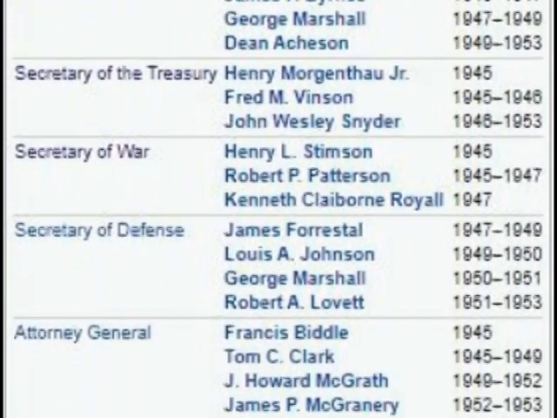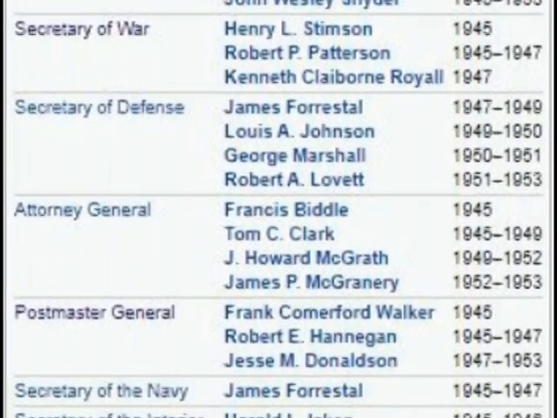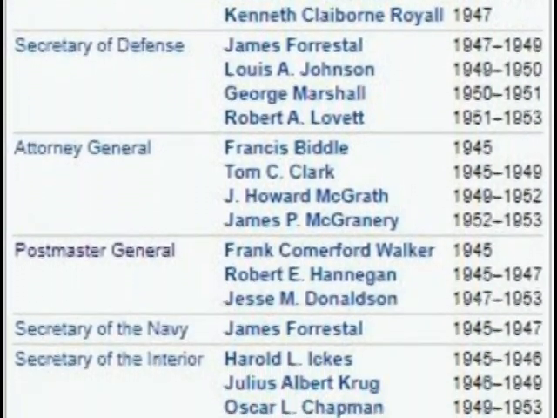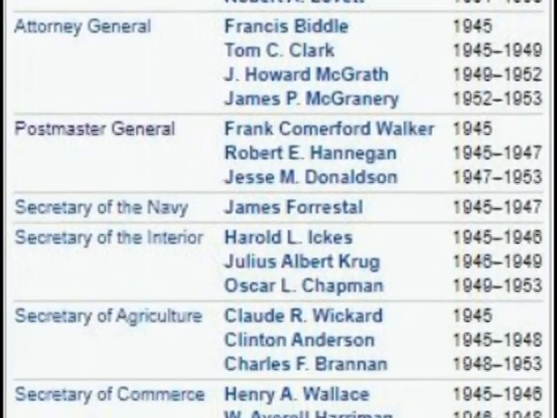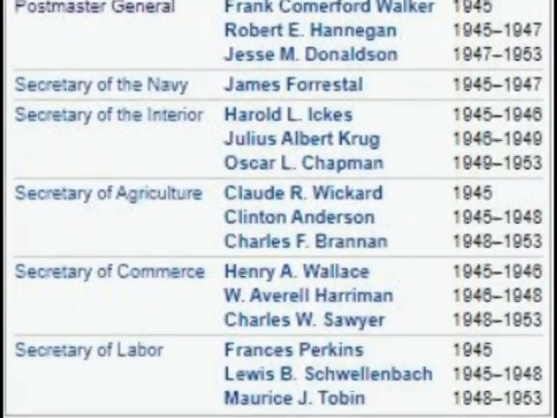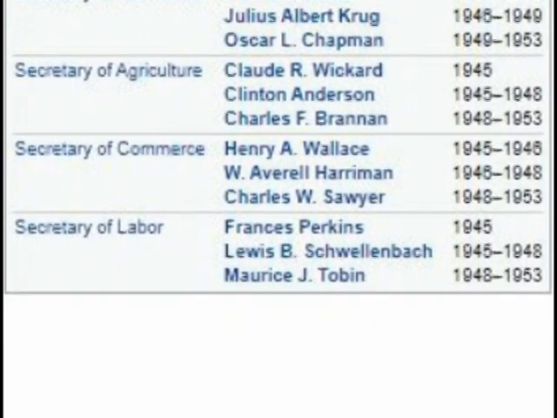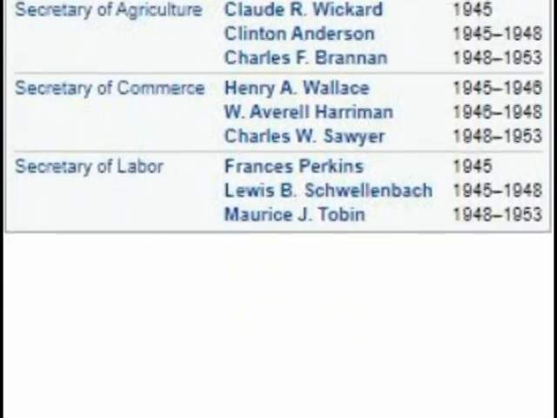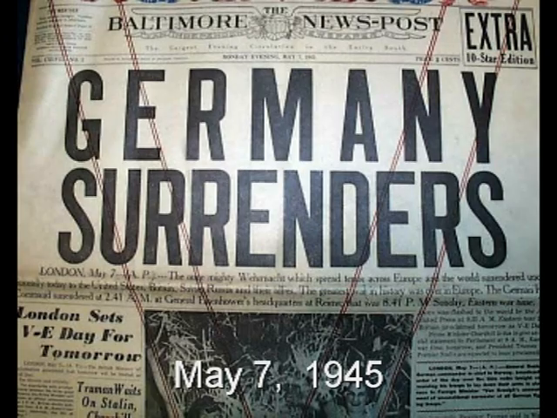Relations with the Soviet Union declined after 1945, and by 1947 the two countries had entered a period of geopolitical tension known as the Cold War. In 1947, Truman promulgated the Truman Doctrine, which called for the United States to prevent the spread of communism through foreign aid and other means. The following year, he convinced Congress to approve the Marshall Plan, a massive aid package designed to rebuild Western Europe.